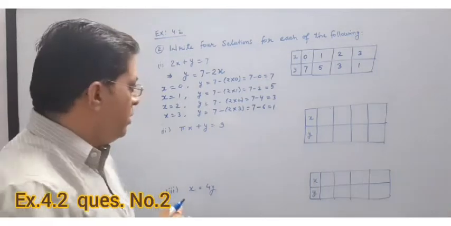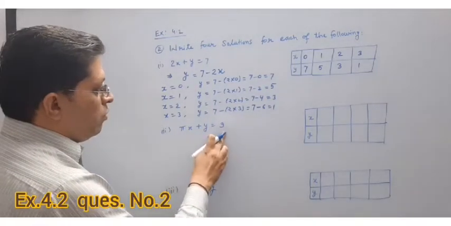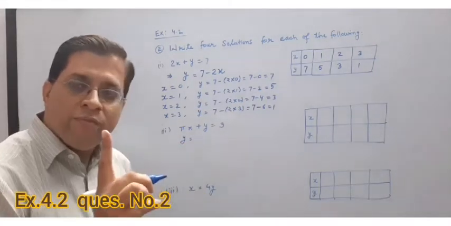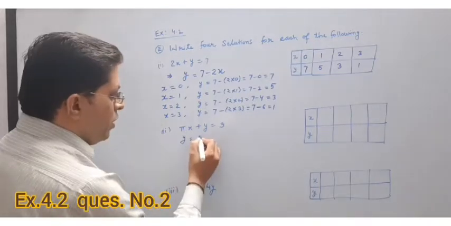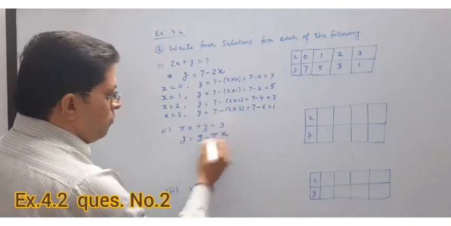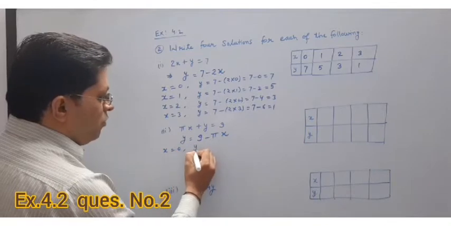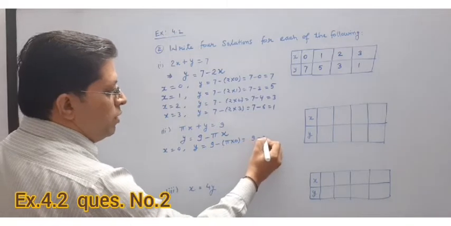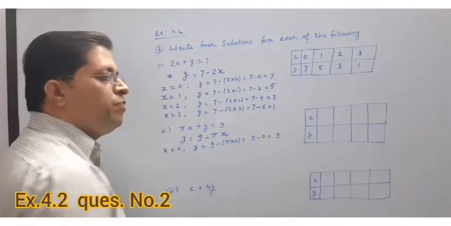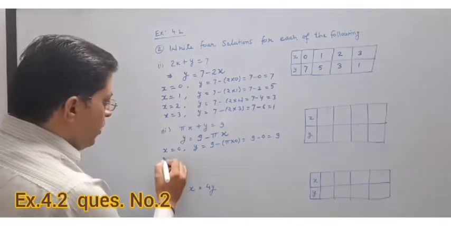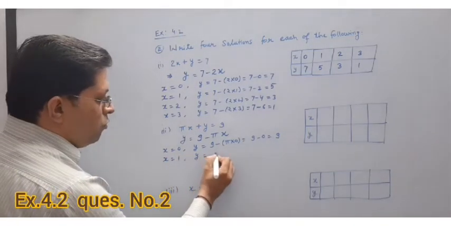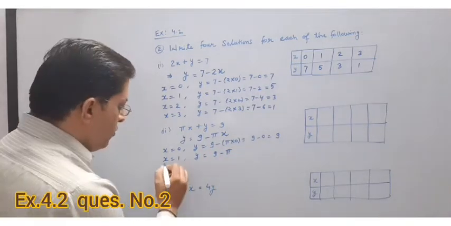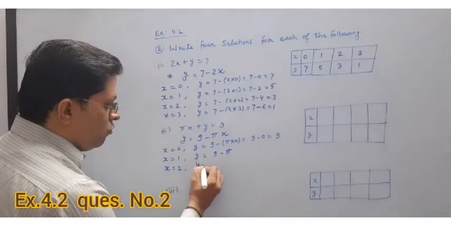One more question. See here. Pi x plus y is equal to 9. First of all, you find the value of y, because y again has coefficient 1. Okay, 9 minus pi x. So put x is equal to 0. Then what will be y? 9 minus pi into 0. This will be 9 minus 0. We can say 9. Then x is equal to 1. So 9 minus pi into 1 is what? 9 minus pi.